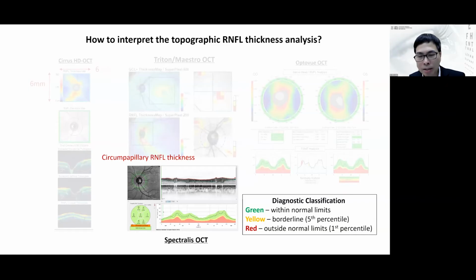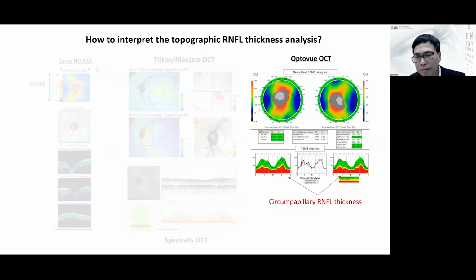And it depends on the normative database of the OCT instruments. So if it's in yellow, it means it's below the 5th percentile of the normative values. And if it is in red, it's below the 1st percentile of the normative values. And it is the approach we rely on for using OCT to determine retinal nerve fiber defects.